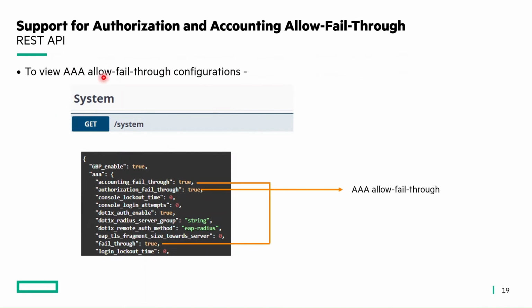Next comes the REST API GET method to identify the allow fail-through configurations. We can do a GET of system context to identify the allow fail-through sub-options.